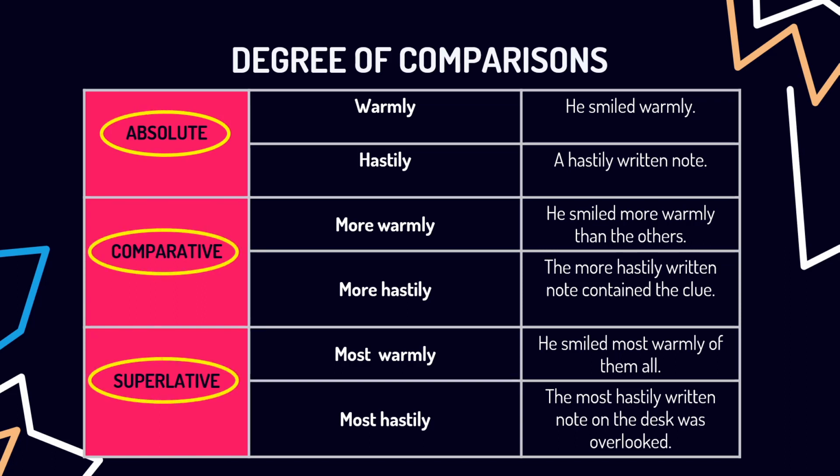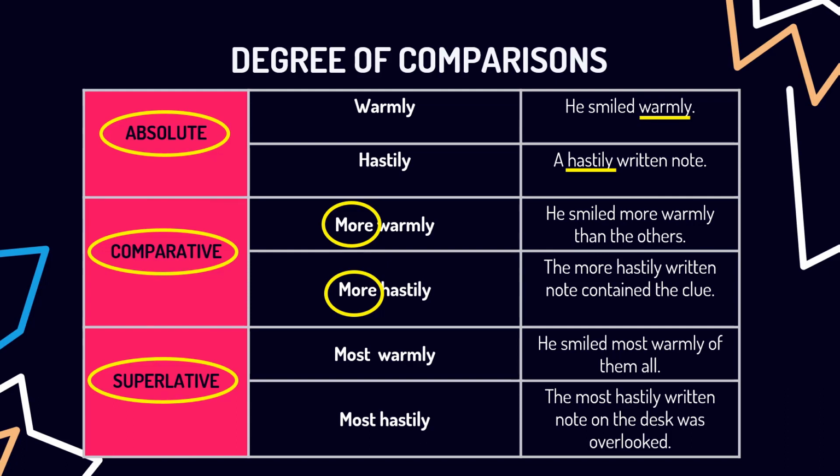As for absolute, the examples are warmly and hastily. He smiled warmly, and a hastily written note. It is absolute: hastily and warmly. And for comparative, we are comparing 2 items, 2 people or 2 adverbs. So we can use the word more. When you're comparing, we use more. It's either more warmly or more hastily.